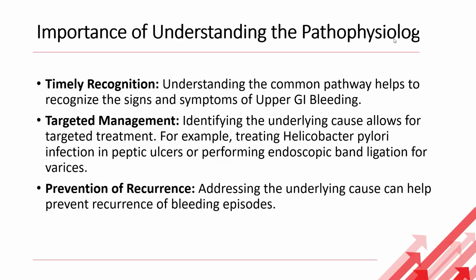For example, if you're thinking this person has H. pylori, then you can decide to put this person on anti-ulcer medications. Or for varices, you can immediately start calling your gastro team and telling them, we need to do an endoscopic band ligation for varices. And then also, these things help in prevention of recurrences. Once you understand the underlying cause, you're able to put in mitigation measures that will help prevent recurrence of bleeding episodes in this particular patient.